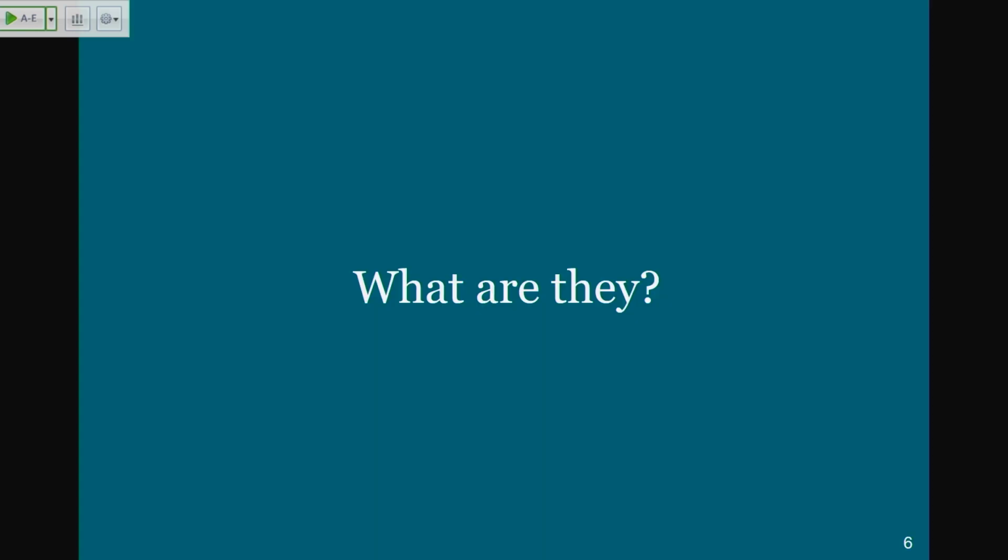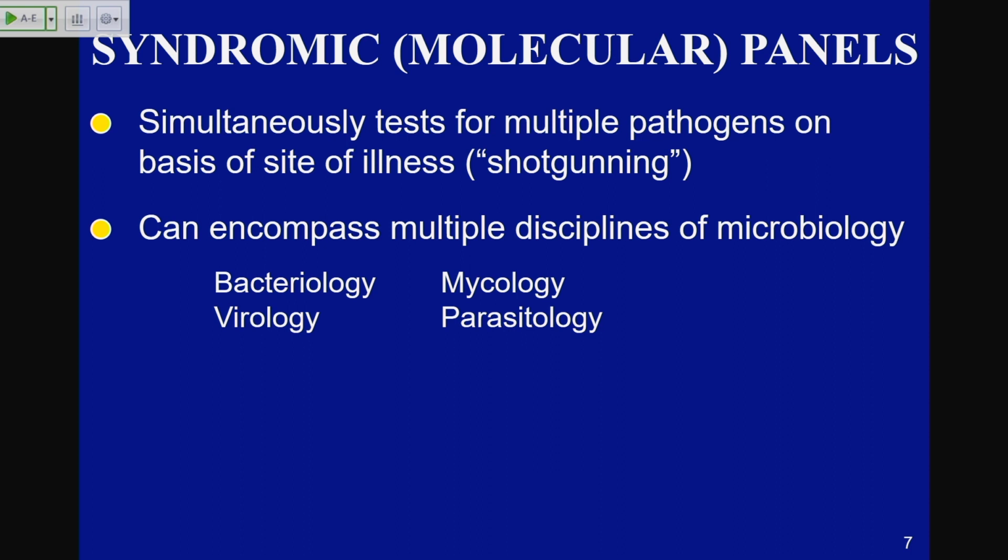First of all, what are they? The slide I'm showing you right now is one half of a slide that I present to our physician assistant students at Marquette when I discuss what a molecular or syndromic panel is. These simultaneously test for multiple pathogens on the basis of site of illness. It's kind of like a shotgun approach, as some people may call it.